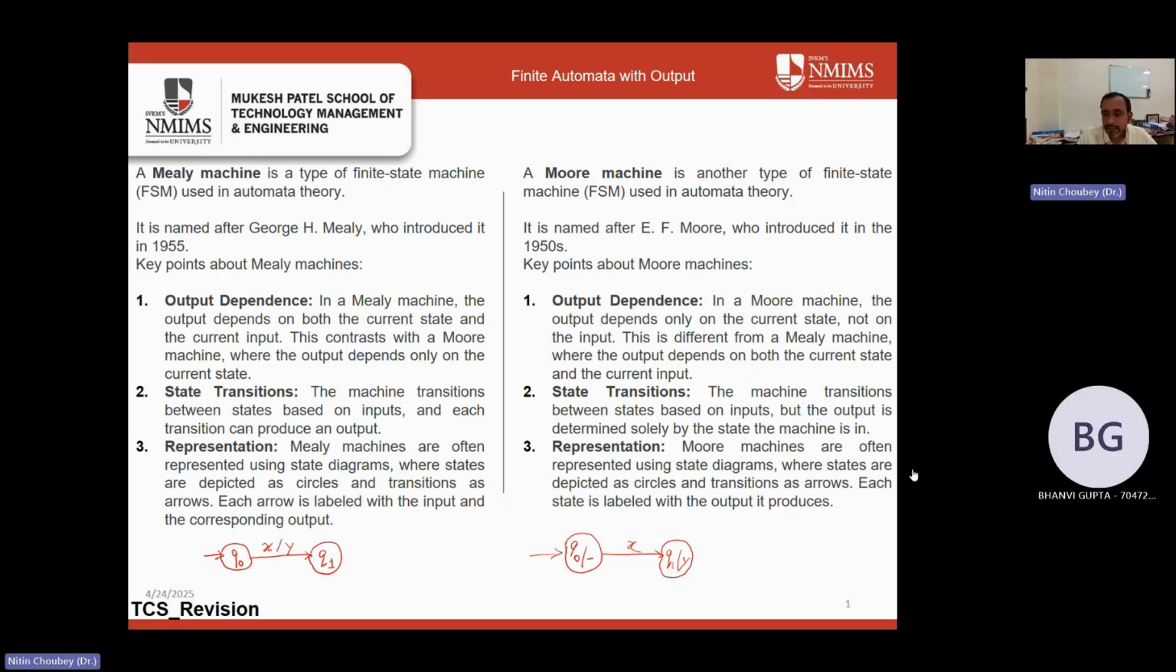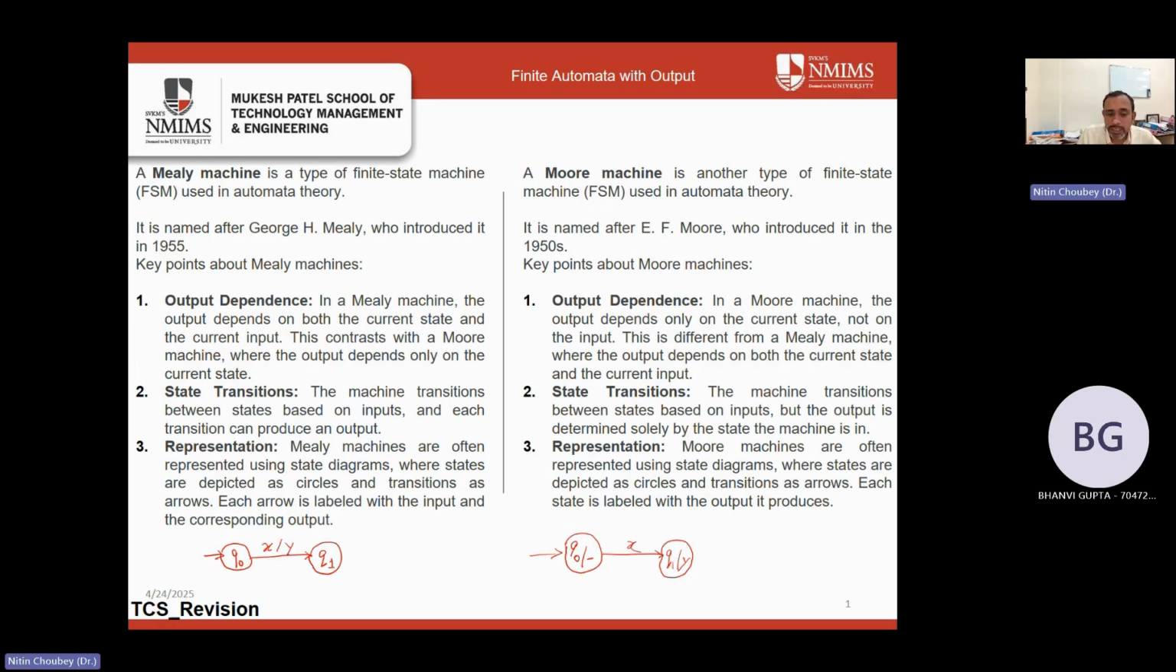Those categories are referred to as Mealy machine and Moore machine. As the name indicates, they are named after the people who introduced them. Mealy machine was introduced by George H. Mealy in 1955, whereas Moore machine was introduced by E. F. Moore in the 1950s. So what is different between these two? Basically, the difference comes in the way of output dependence of these machines.